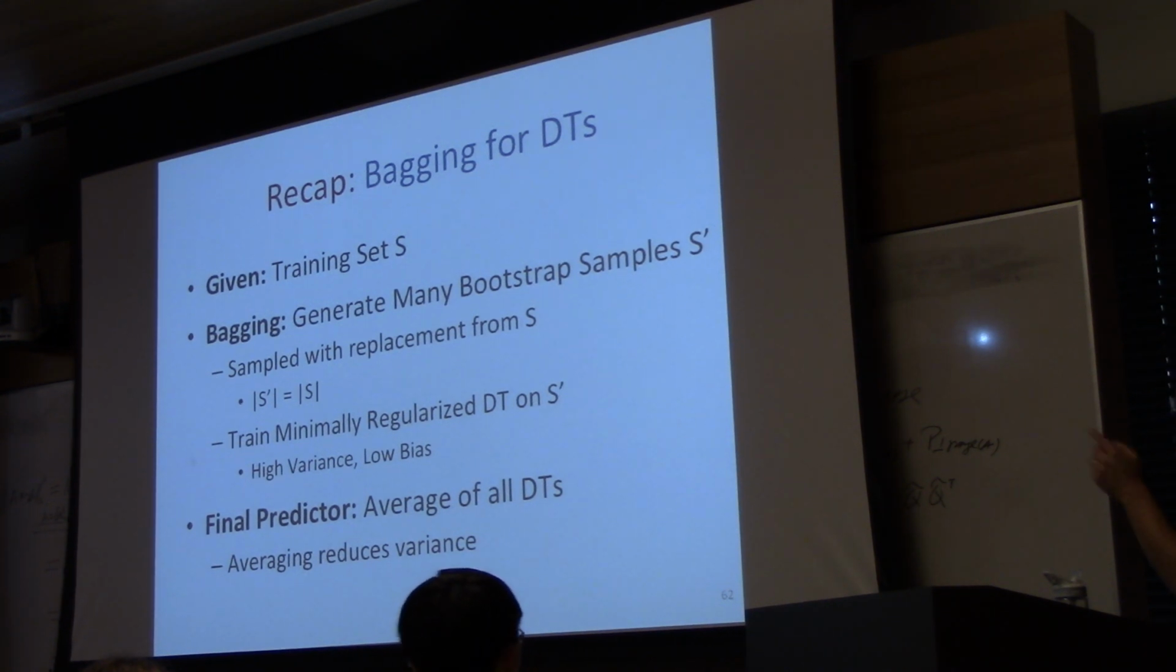Do you have another question? So the cardinality of the bootstrap sample set, should it always be set to be the same? In the standard bagging approach, it's set to be the same.